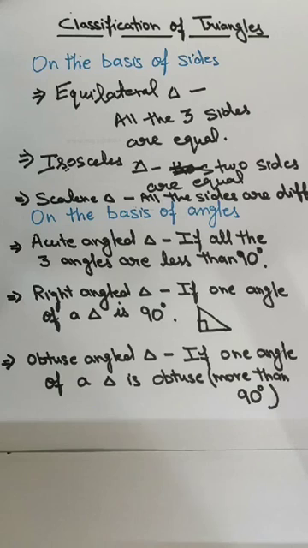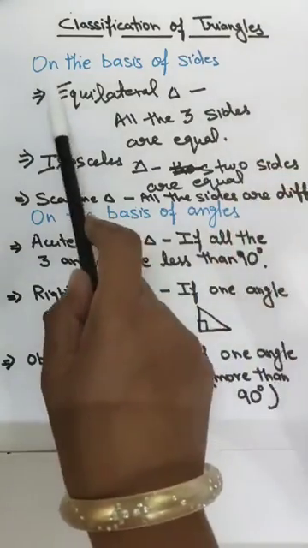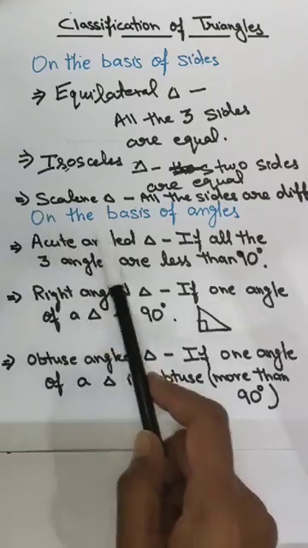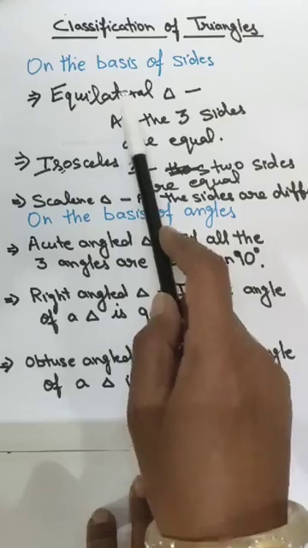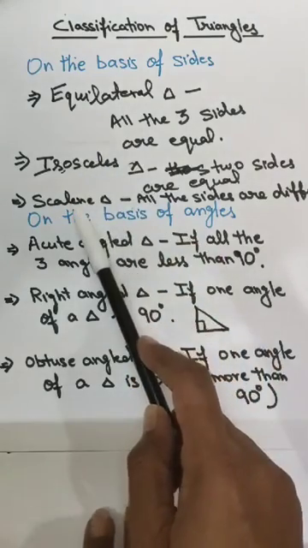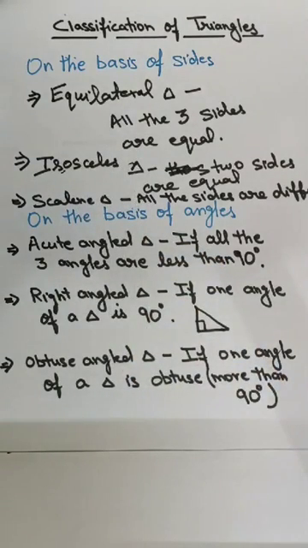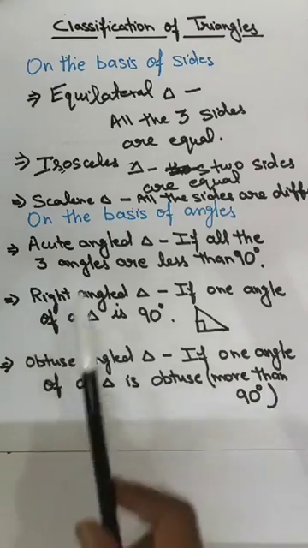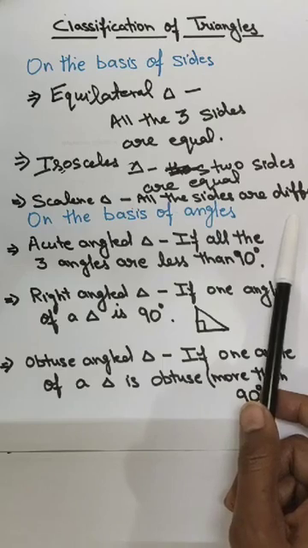Let us recall all the types of triangle once again. Triangles can be classified into two, on the basis of sides and on the basis of angles. On the basis of sides, we can classify as equilateral triangle, isosceles triangle, scalene triangle. Equilateral triangle is a triangle whose all the three sides are equal. Isosceles triangle is a triangle whose two sides are equal. And scalene triangle is a triangle whose all the three sides are of different length.